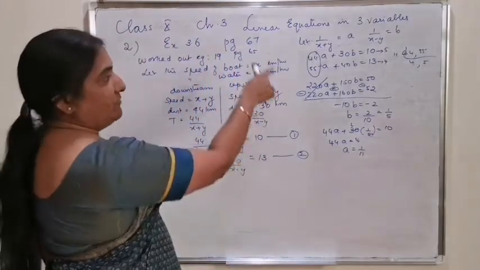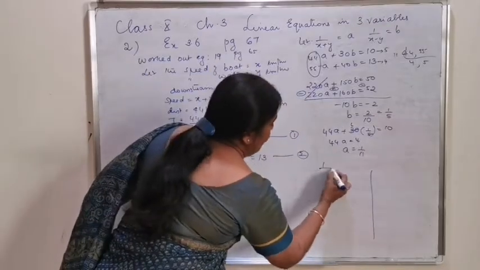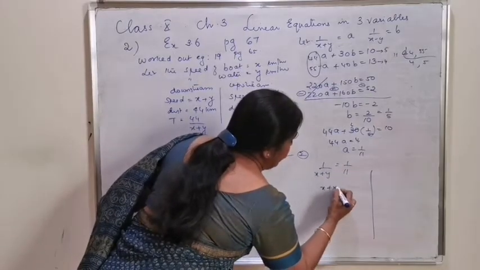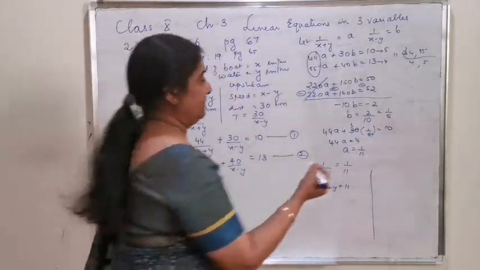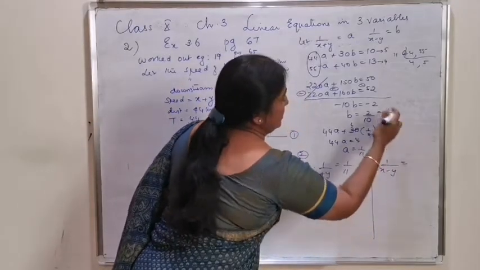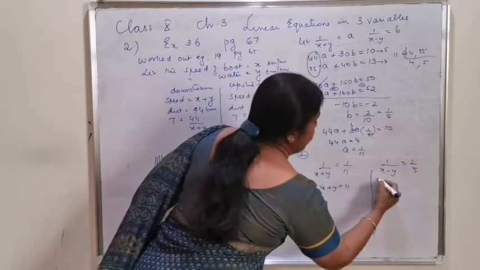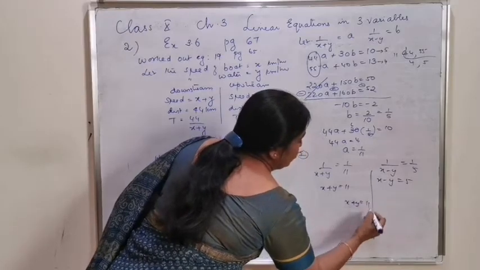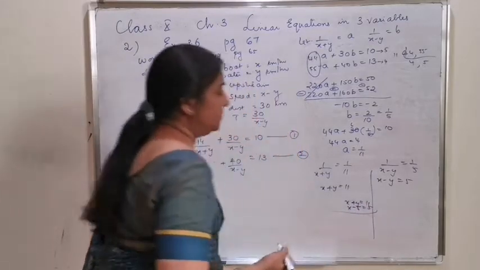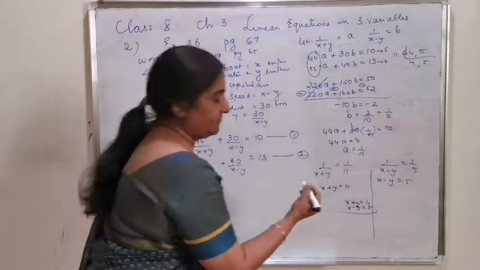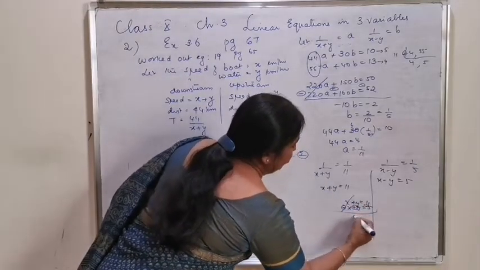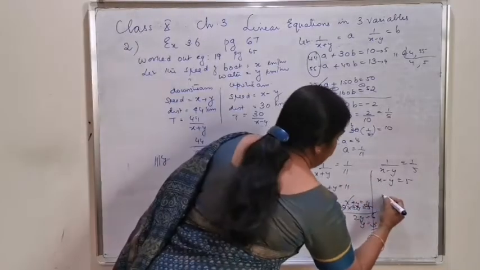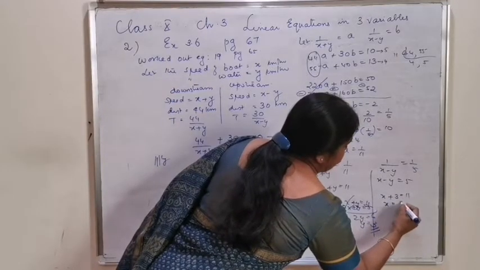That is, we have to go back to the substitution as 1 by x plus y is equal to 1 by 11, or by cross multiplication x plus y is equal to 11. 1 by x minus y is equal to 1 by 5. That is, x minus y is equal to 5. Solving again, x plus y is equal to 11, x minus y is equal to 5. 2y is equal to 6, y is equal to 3. x plus 3 is equal to 11, x is equal to 8.